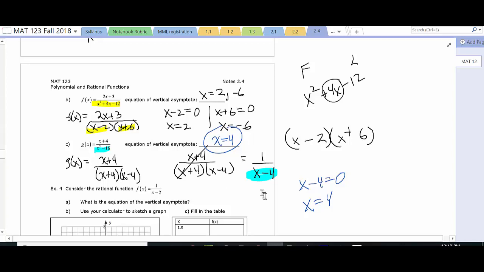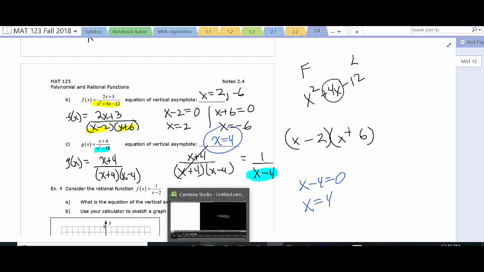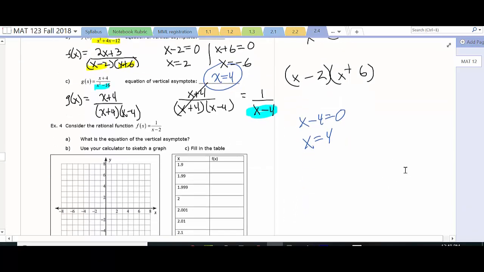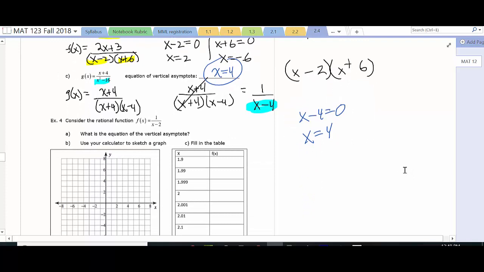All right. So let's do one thing with the calculator. And I'll use this next example, example 4. We'll do example 4, then we'll take a break. I want to use this to help you understand how these graphs go.